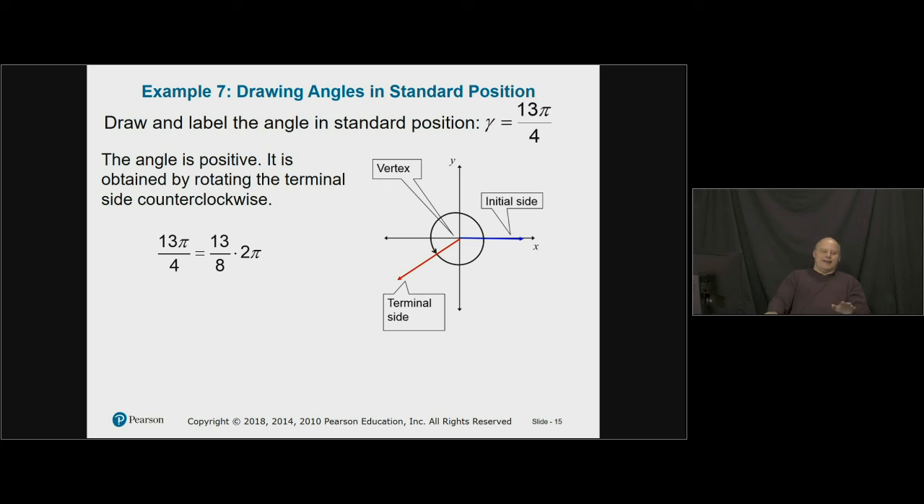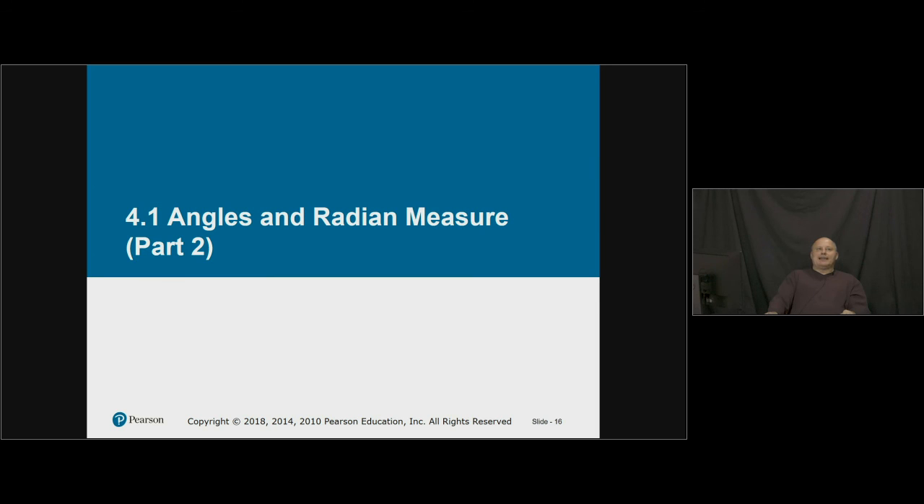And again, that is a trivial answer to that question because there's much more to it than just that. But I'm going to leave it at that for right now as far as why we even discuss radians. That's a simplistic answer to that question. It's not the whole answer. All right. So we rotated 13/8 of a revolution. Okay, so that concludes our first part of 4.1.